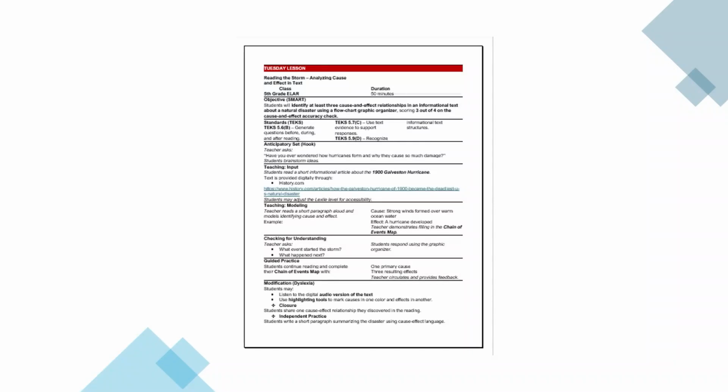Then at the end of Tuesday's lesson, students should be able to promptly identify one primary cause and three resulting effects while reading the text. This activity will help the students practice using text evidence and recognizing informational text structure.